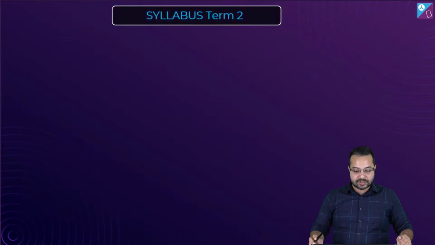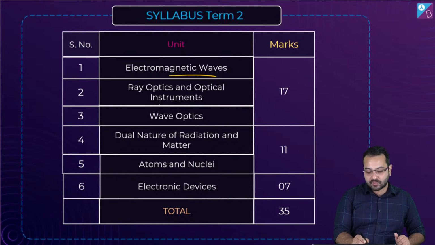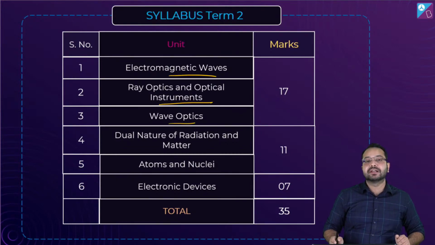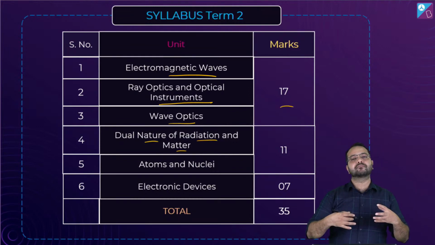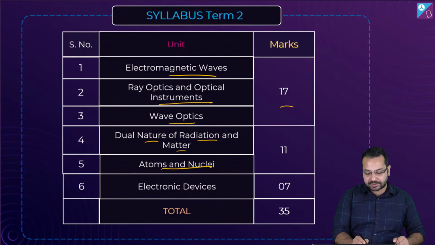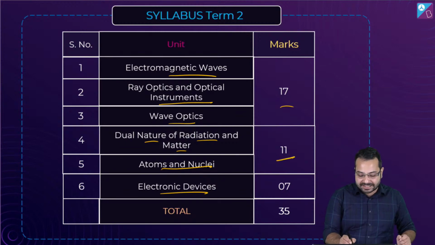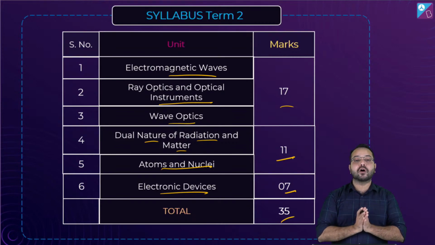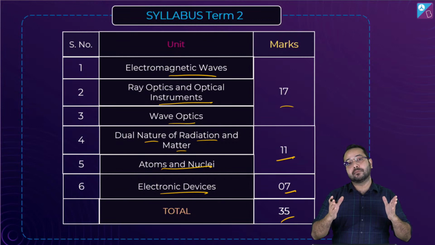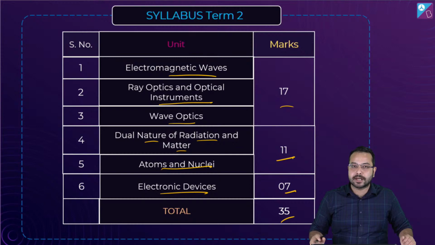Okay, let's talk about term 2. In term 2, electromagnetic waves, ray optics and optical instruments, and wave optics have a combined weightage of 17. Dual nature of radiation and matter, basically the modern physics part, atoms and nuclei, and electronic devices, that is semiconductors, are going to have a weightage of 11 and 7. So that makes it 35 as well. That is the weightage of topics for the term 2 syllabus. Correct? All clear, guys? Perfect.